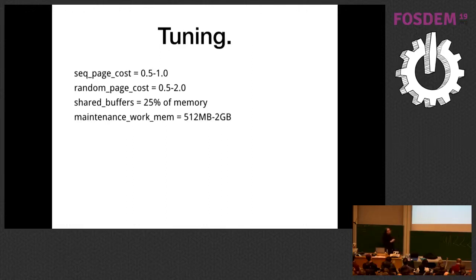Generally, at this point, you want to let go of those old tuning parameters. Sequential page cost back to like 0.5 to 1. Random page cost more in the 1.1 to 2 range, depending on your underlying storage. Shared buffers you don't have to change, but you can throw more maintenance memory at the problem. maintenance_work_mem is the amount of memory that's available for things like index recreation and vacuuming.